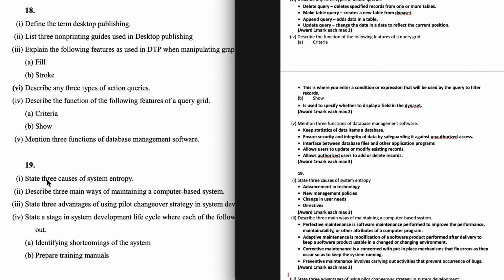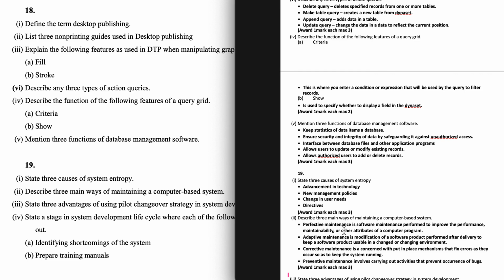19. State 3 causes of system entropy. Advancement in technology, new management policies, change in user needs, directives. Roman 2. Describe 3 main ways of maintaining a computer-based system.